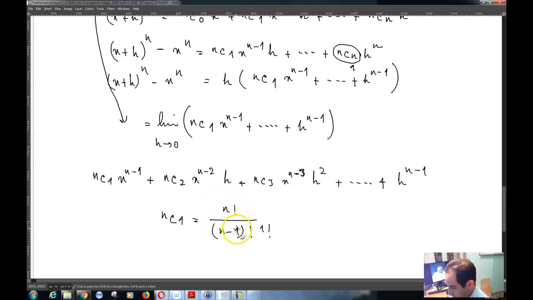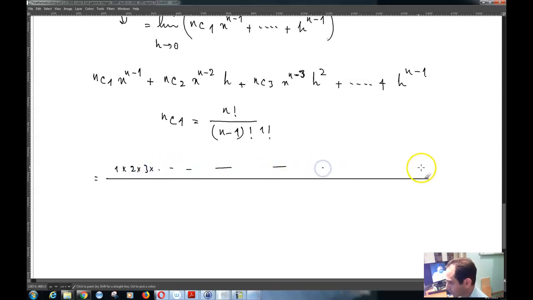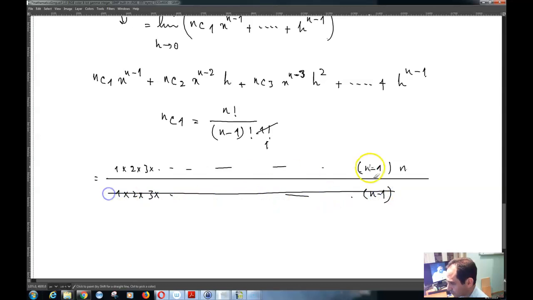And then n factorial over n minus 1 factorial is the same thing as, you can rewrite this as basically 1 into 2 into 3 into all the way up to n, times n minus 1 factorial, which is 1 into 2 into 3 into all the way up to n minus 1. So all of these terms cancel out with these terms, and you will be left with n. So n combination 1, which is this expression, is just equal to n.